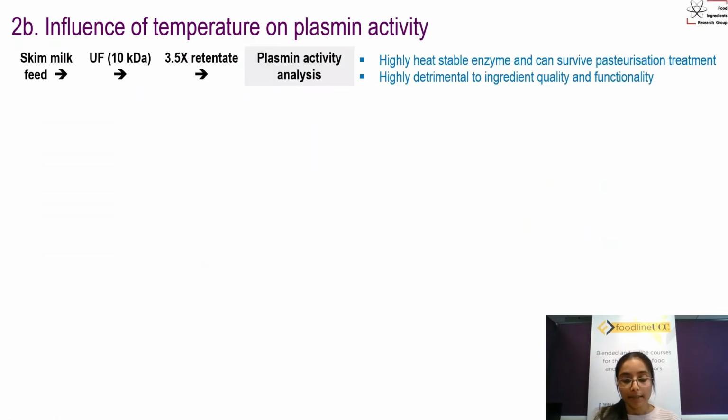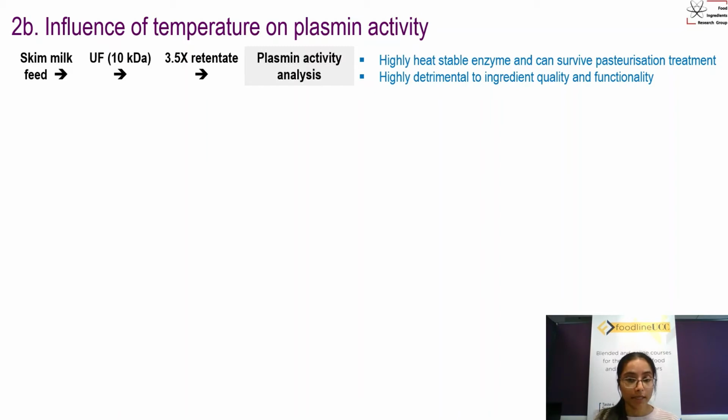However, despite these challenges of lower flux and high viscosity associated with cold filtration, it still shows potential to manufacture high-quality protein ingredients. Plasmin is one very stable proteolytic enzyme in milk, which can survive pasteurization treatment, and it is highly detrimental to ingredient quality because it can do proteolysis of proteins in longer run of time.